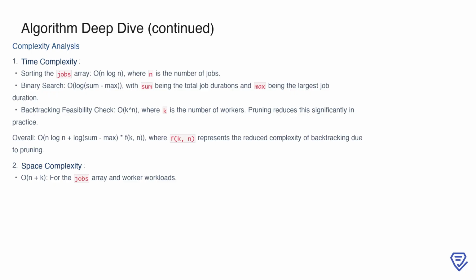Combining these, the overall time complexity is approximately O(n log n + log(sum - max) * f(k, n)), where f(k, n) represents the reduced backtracking complexity due to pruning. The space complexity is O(n + k), accounting for the jobs array and the list tracking worker workloads.